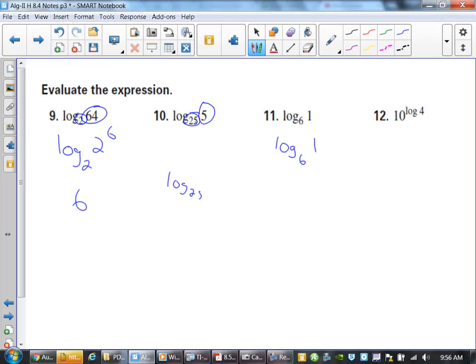Log base 6 of 1. Remember that rule? 0. That was one of our properties we talked about yesterday. Log base b of 1 is 0. Okay? What was the other one?